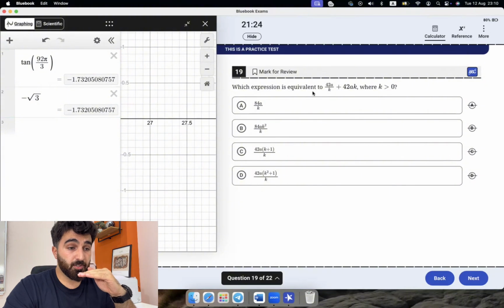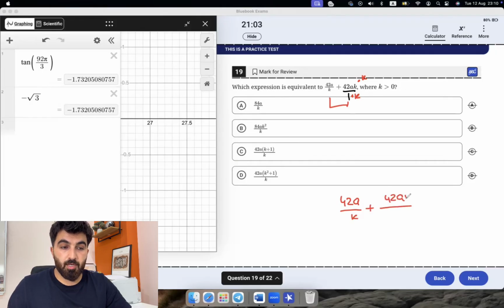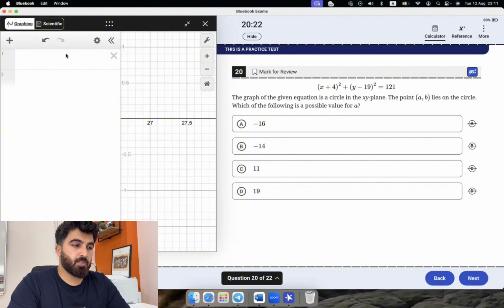Question 19: the expression is equivalent to which of the following? Let's use the traditional method and simplify it. Its denominator is 1, right? I will multiply both sides by k to get the same denominator. So here I get 42a divided by k plus 42ak squared divided by k. Because both have the denominator k, we can just add them: 42a plus 42ak squared. Can you factor it out? It's 1 plus k squared. Right. Let's just type it into Desmos.